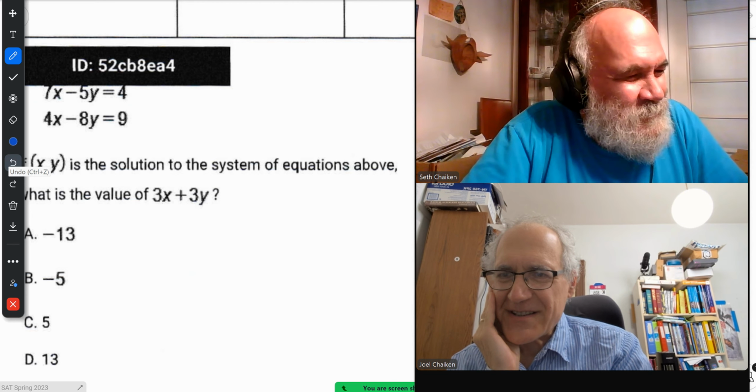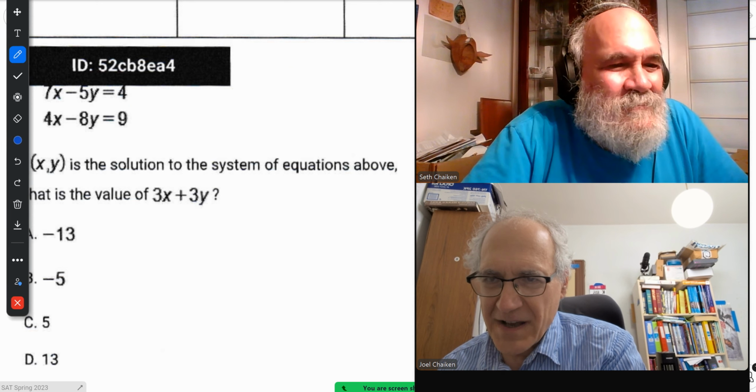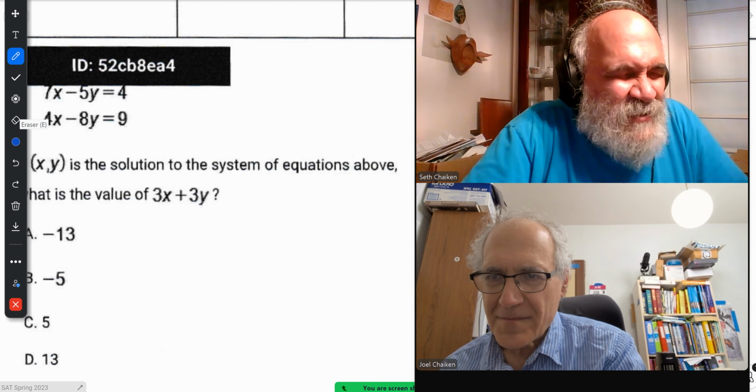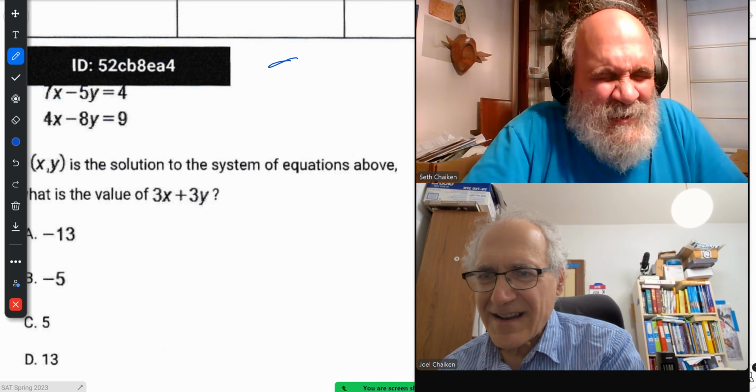Negative sign mistakes. I hate negative signs. This is a minus. We are subtracting. Subtract a minus 8 means you add a plus 8. Yes.